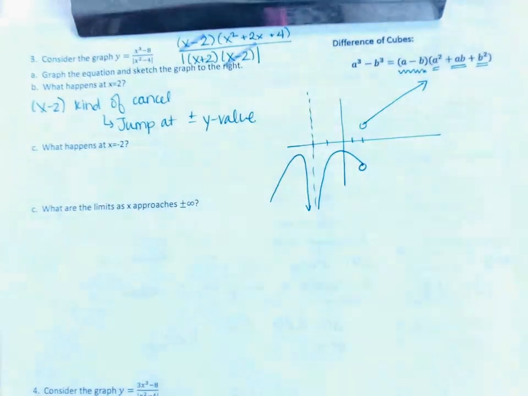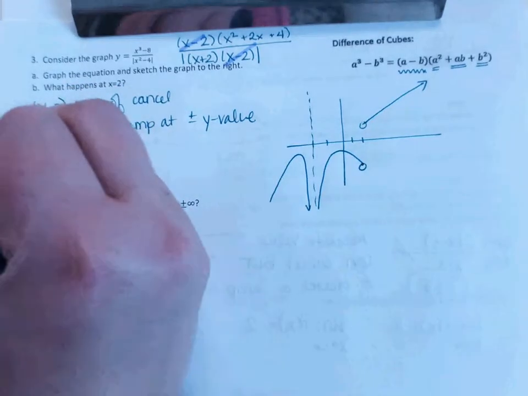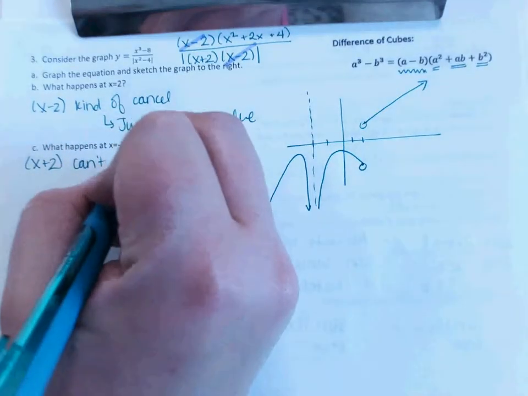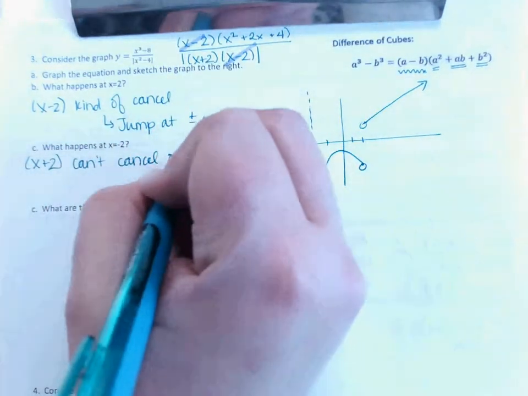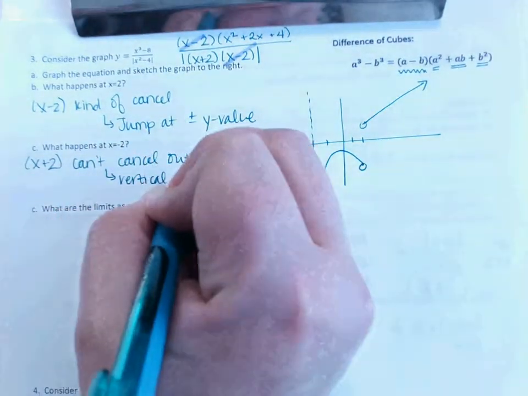Now, I'm not going to factor cancel and plug it in because I don't care. The point is they're the same number, but one's positive and one's negative. So if this is 3, this is minus 3. If that's 5, that's minus 5. But at my x plus 2 factor, it cannot cross out. So I still have a vertical asymptote.